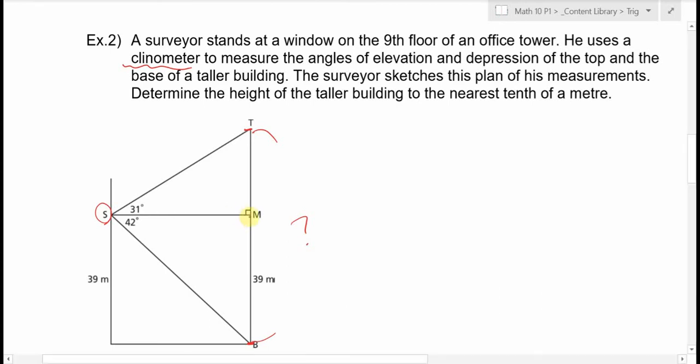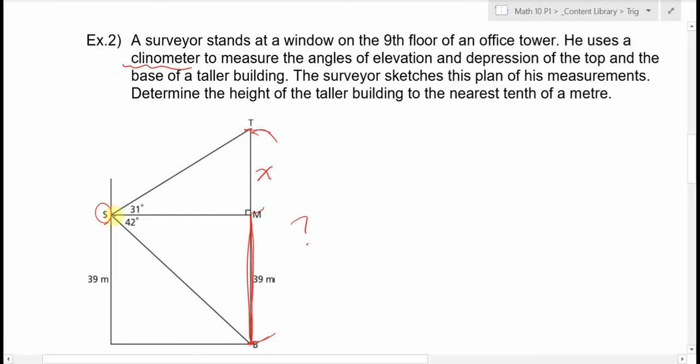Okay, so we already know this is 39 right here. That's given to us. But we're looking for the entire height, which means we actually need to solve for this, right? Because if we know x, the height of the taller building would simply be x plus 39. Now the question is, how do we solve for x?